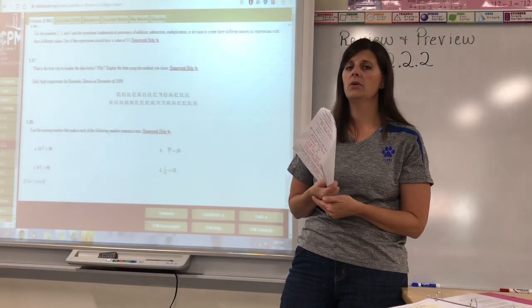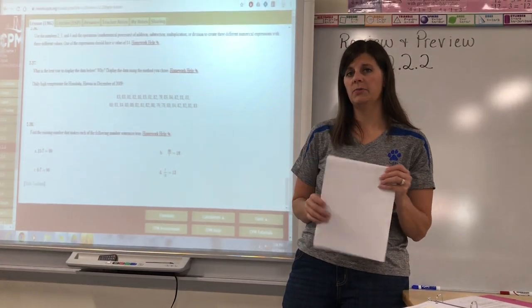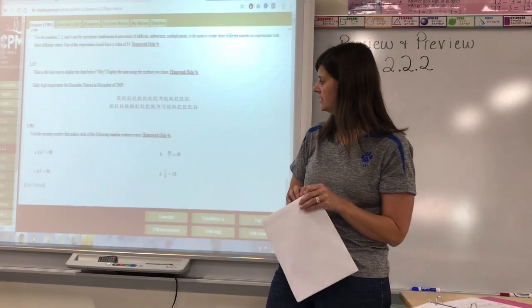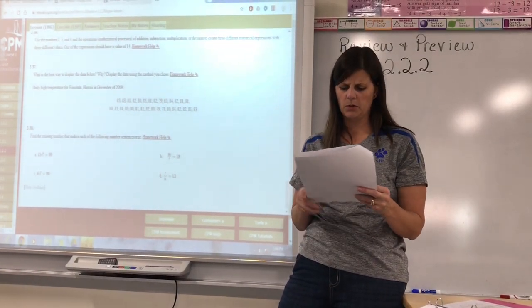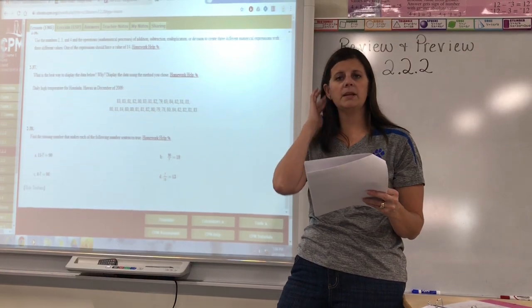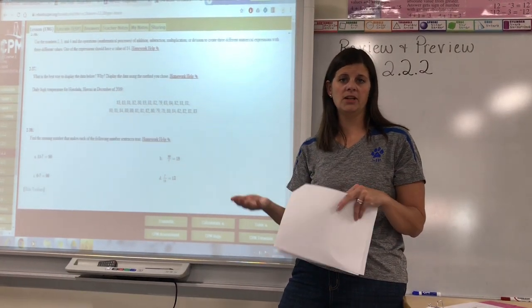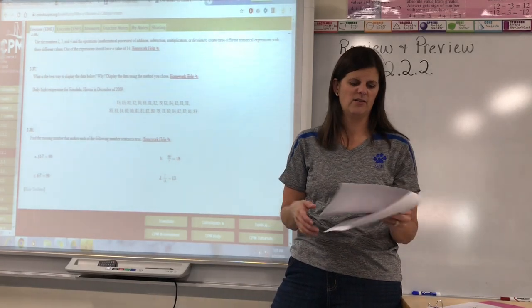If you still have your multiplication table that we used back in chapter 1, you're welcome to use this. Otherwise, some inverse operations could come in handy. Inverse would mean opposite. So if I see multiplication, I can undo that with division and vice versa.